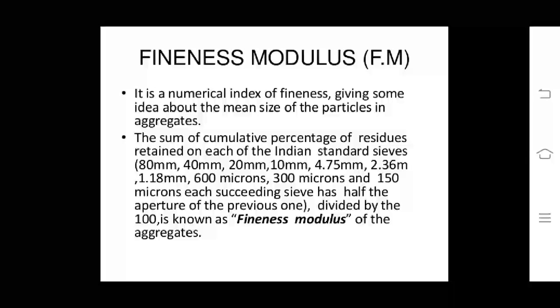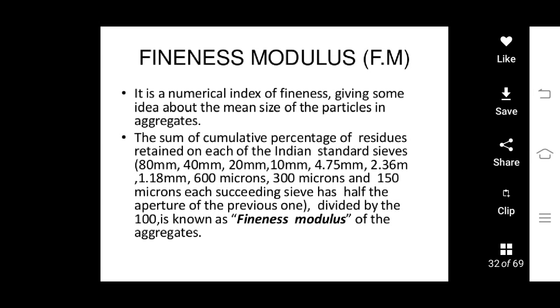Fineness modulus. It is a numerical index of fineness giving some idea about the mean size of particles in aggregate. It is the sum of cumulative percentage of residue retained on the Indian standard sieves, that is 80 mm, 40 mm, 20 mm, 10 mm, 4.75 mm, 2.36 mm, 1.18 mm, 600 microns, 300 microns, and 150 microns, divided by 100. Each succeeding sieve has half the aperture of the previous one.